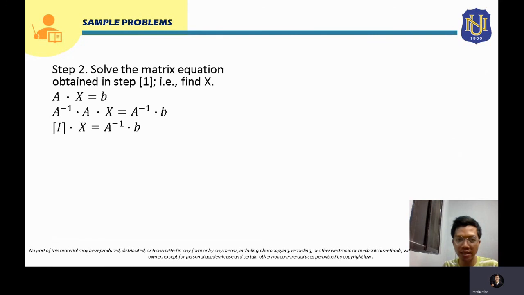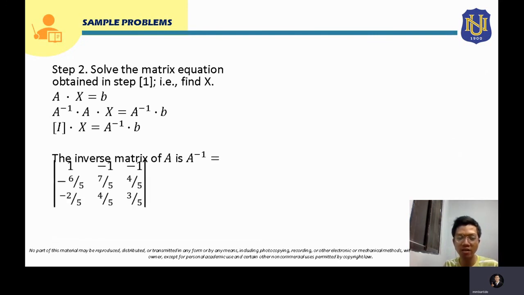we will now proceed to the second step. So solve the matrix equation obtained in step 1. We have to find the column of variables x, y, and z. So we're going to use this formula. We have to solve for the inverse of matrix A.